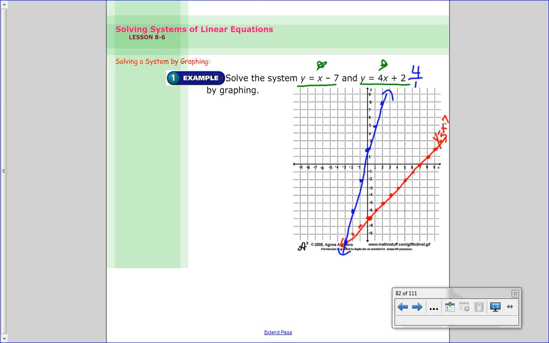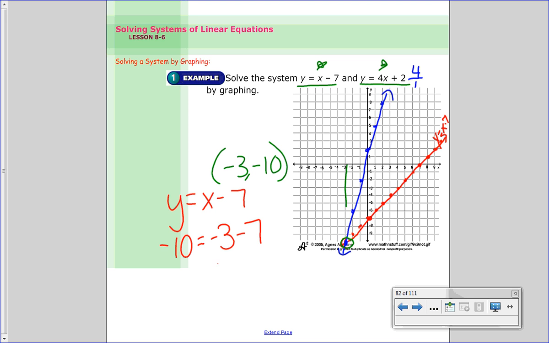And there we go. Now I look for my point of intersection, which is right here. This is where they share a common point, and that's going to be my answer. My x coordinate here is negative 3, and on the y-axis, it looks like it's negative 10. And I can know this is a solution because I can put this into both equations and it should work. So for example, y equals x minus 7. If I put both in, negative 10 is the same as negative 3 minus 7. Well, negative 3 plus a negative 7 is negative 10. So that one checks out.